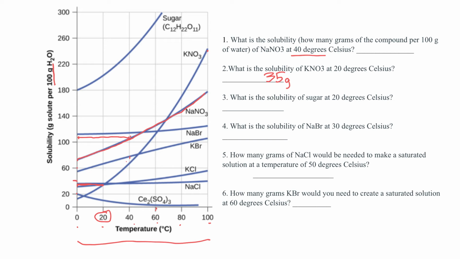Another one, what is the solubility of sugar at 20 degrees Celsius? So again, find 20 and go up, follow it up to where it intersects with the line for sugar, and we have 200 grams. So that's how you would read this solubility curve.